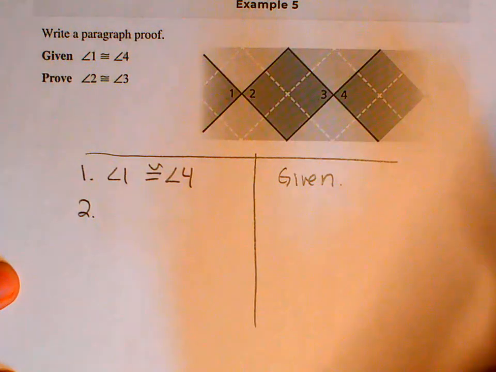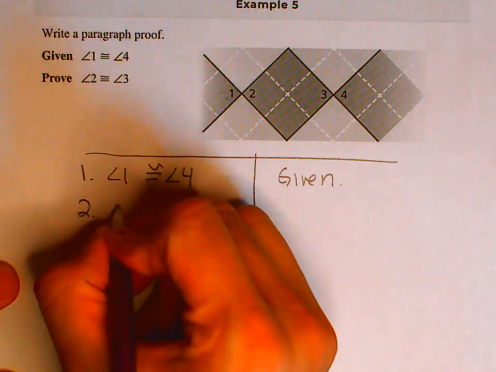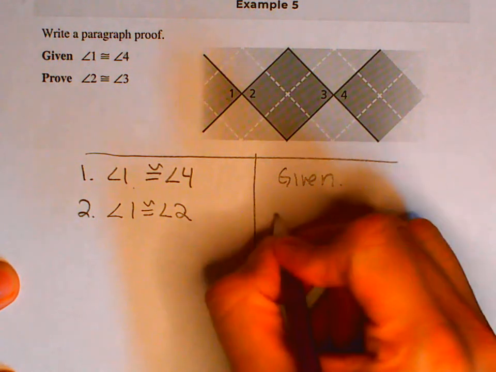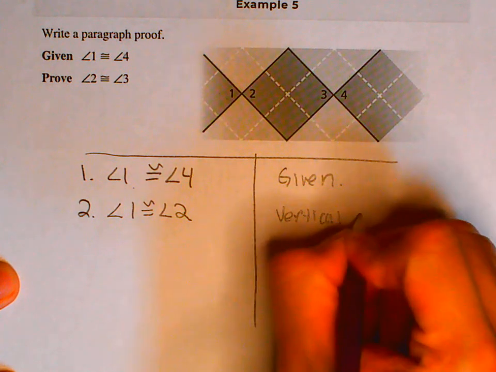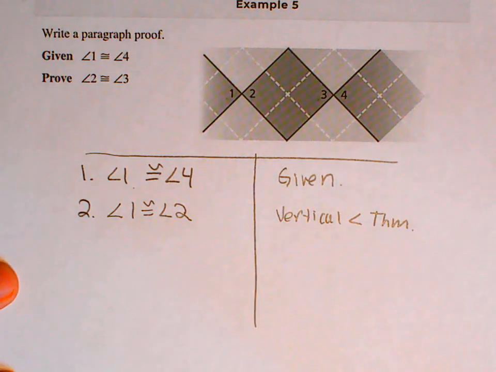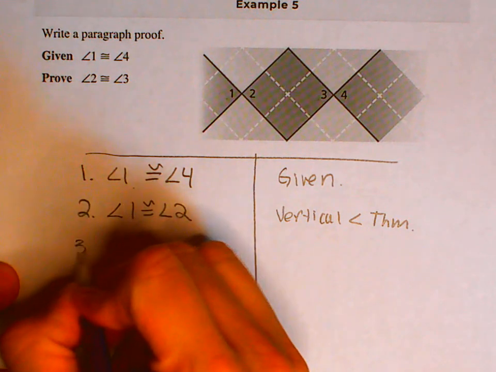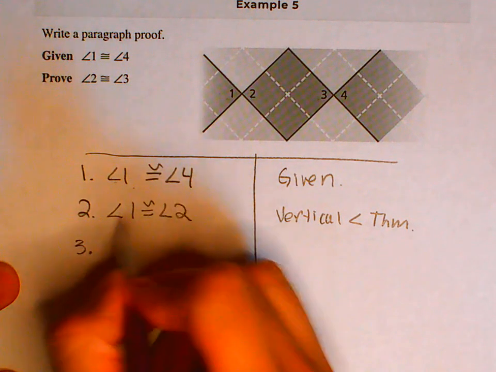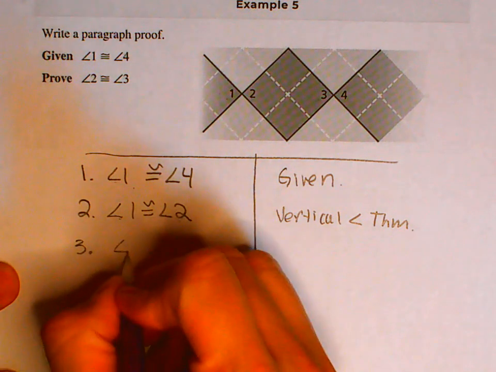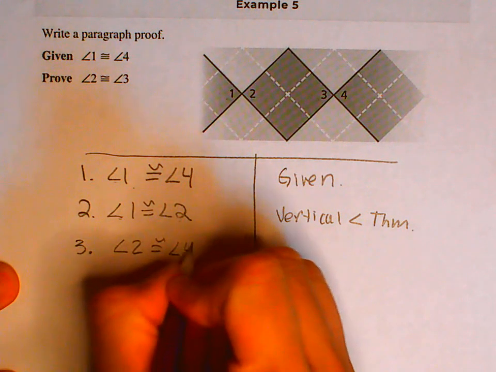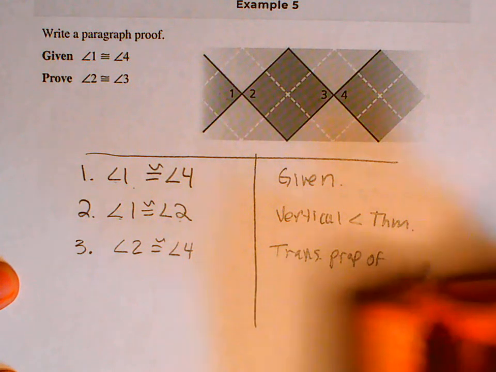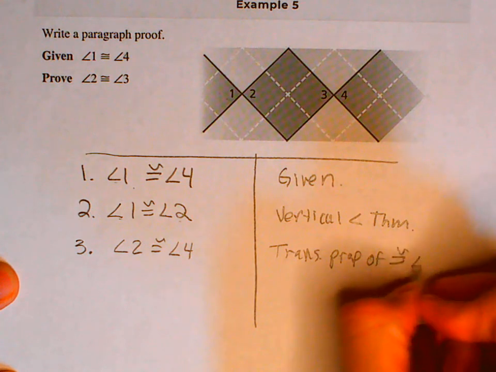Now looking at this diagram, can you agree that angle 1 is also congruent to angle 2? And this is because of the vertical angle theorem. Looking at the diagram, vertical angles are indeed congruent. So because of this, if 1 is congruent to 4 and 1 is congruent to 2, therefore 2 and 4 are congruent. And this is by the transitive property of congruence of angles.